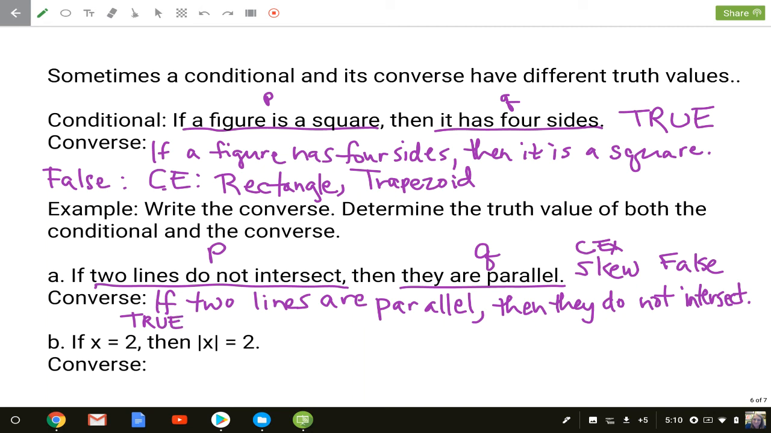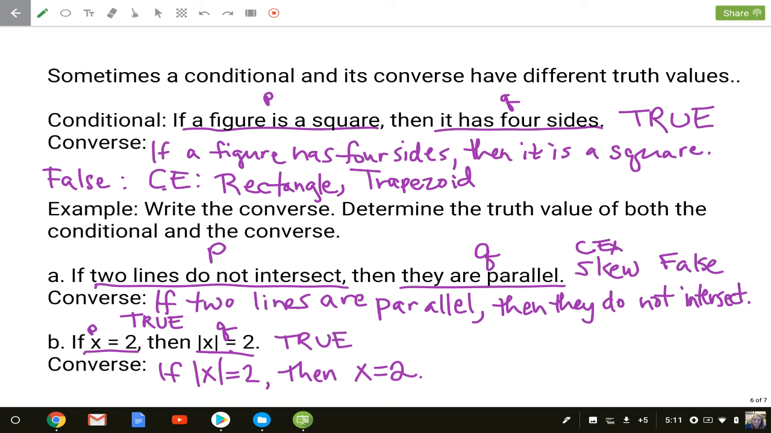Okay, on the second part, B, if x equals 2, then the absolute value of x equals 2. I need to write the converse first. So I find my P and my Q, and I swap them. So I'm going to put: if the absolute value of x equals 2, then x equals 2. Okay, now on the first one, if x equals 2, then the absolute value of x equals 2. That one is true. It really is true this time. There's not a time that I could take the absolute value of 2 and get something different.